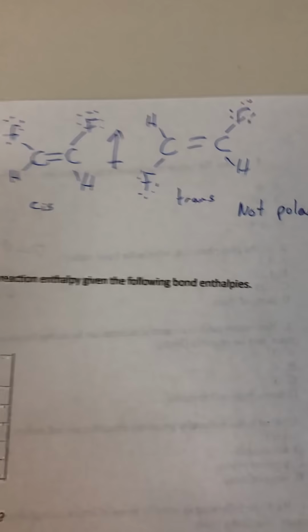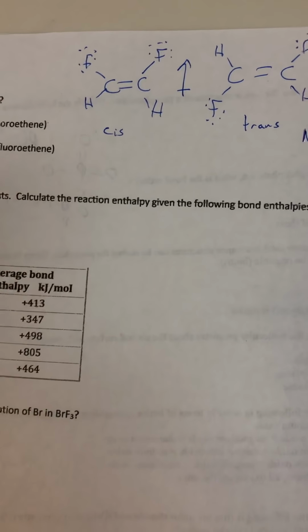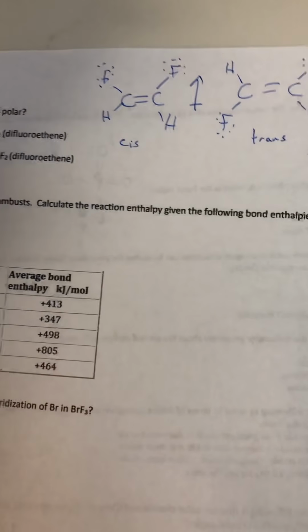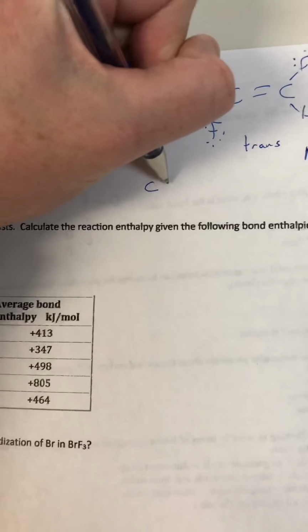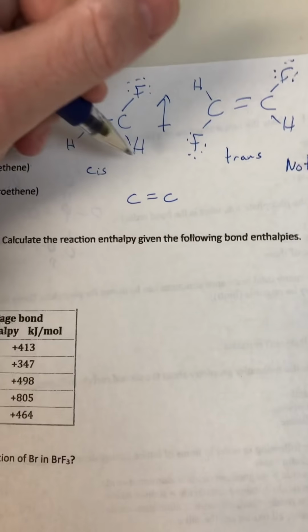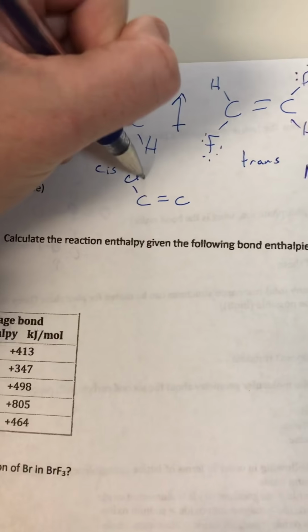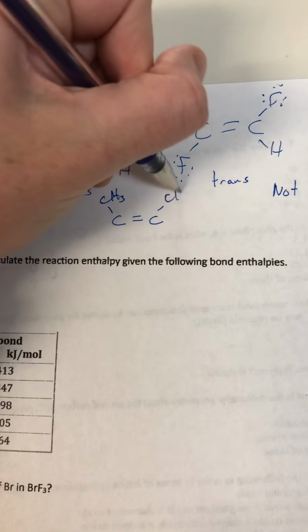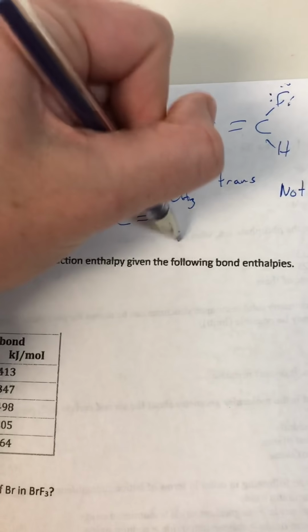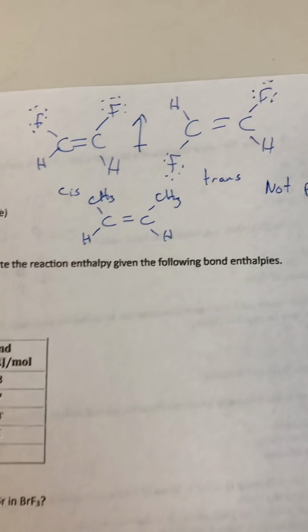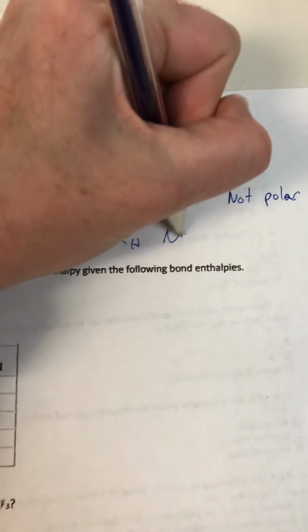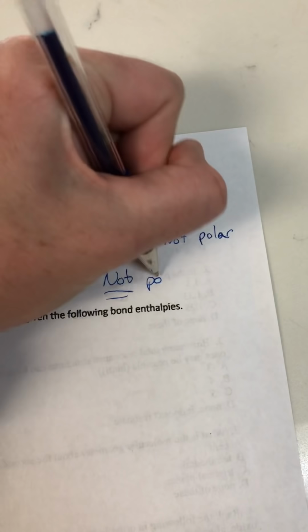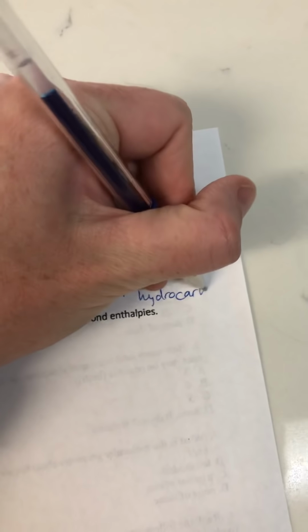Now, keep in mind that hydrocarbons are not polar. So for example, if you had something like carbon double bonded to a carbon, and maybe you had a methyl group like this, something to this effect, this would be not polar, because again, hydrocarbons in and of themselves are not polar.